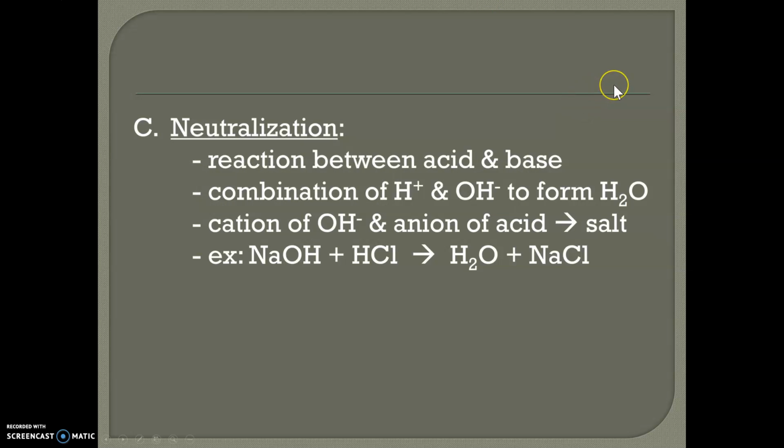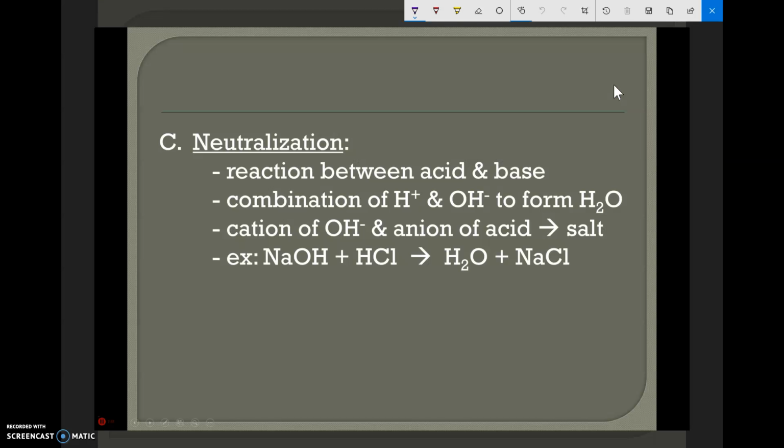Okay, with Arrhenius' theory, we have what's called neutralization. And this is a reaction between an acid and a base. The acid is going to give the hydrogen ion, the base is going to give the hydroxide. Those two together are going to form water. And the cation of the base, so remember cation is your positively charged ion, and the anion, which is your negatively charged ion, of the acid are going to produce a salt. That's what the definition of salt means.